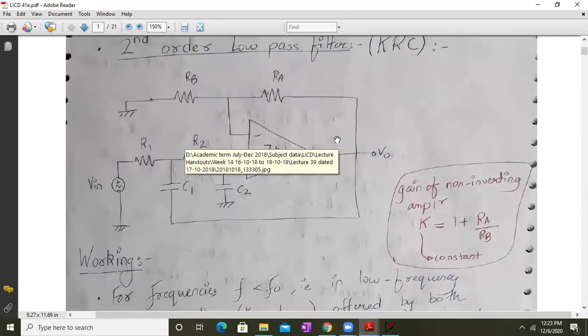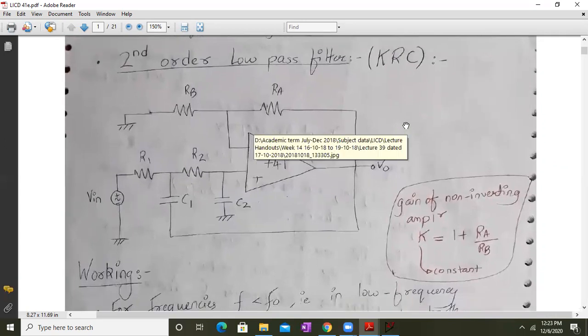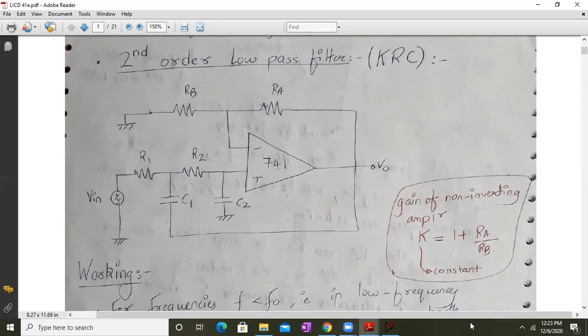So this is my Opamp which is connected in the non-inverting mode. Hence, the gain of the Opamp is 1 plus RA upon RB, which is a constant. And over here, if you remember, in the first order filter, we have only one RC element, R1 and C. Here we have two RC elements. So basically, it will be a second order filter.